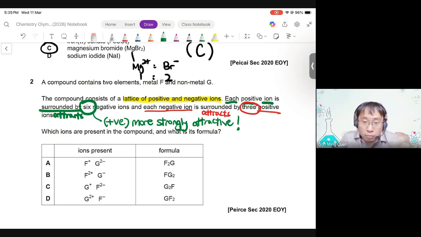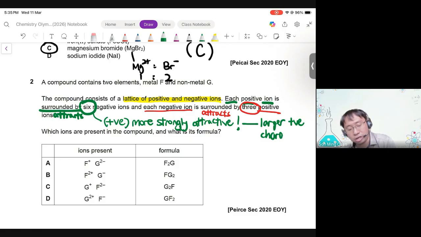because it can attract more ions to itself, right? This means that it has a larger positive charge. The positive charge must be a bigger charge. And with that, I'm sure you can see positive, bigger charge; negative, not so big, smaller charge in this case. Clearly, A is wrong, C is wrong, right? Because in A and C, the positive charge is not larger. So the answer is either B or D.